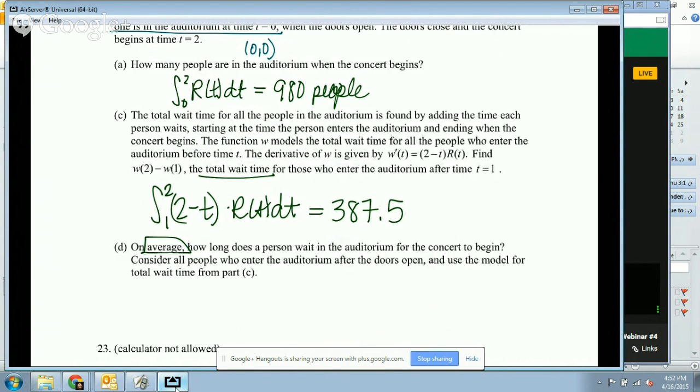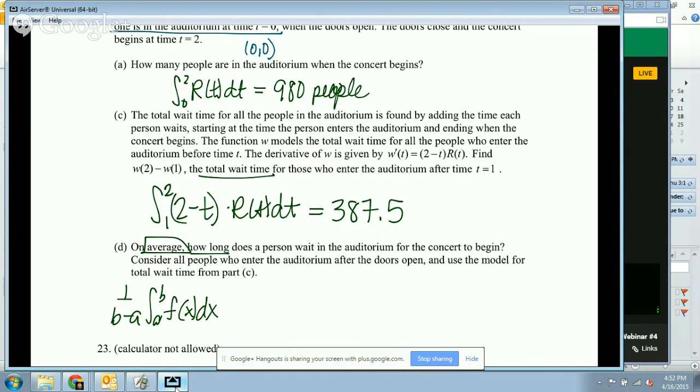Using this word average, in my head I'm thinking, okay, is it an average amount or is it an average rate? So on average, how long? Well, that's not a rate. That's like an amount of time. So in my head, I'm thinking, okay, I'm probably going to be using this guy right here.